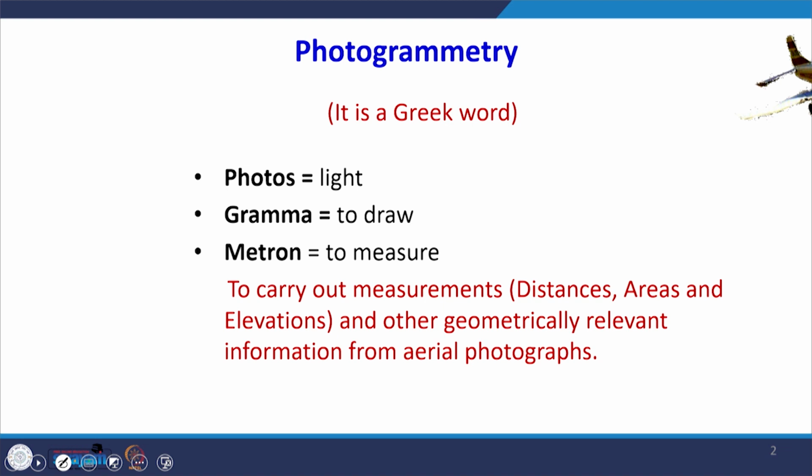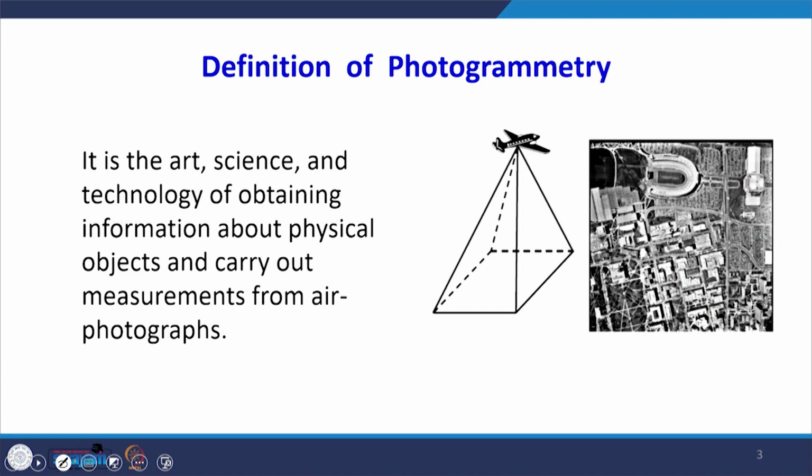In photogrammetry, we are carrying out the measurement of distance, area and elevations, and also the geometrical shape and size of the different objects. So this is all we are going to do with the help of aerial photographs, and sunlight is the main source to capture these photographs.